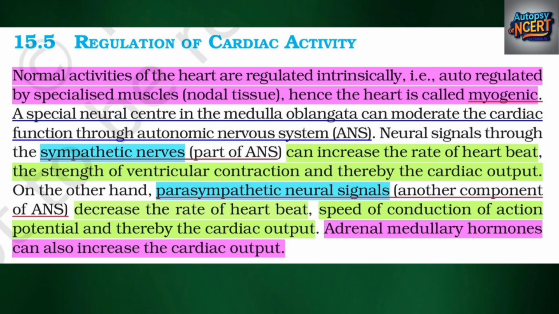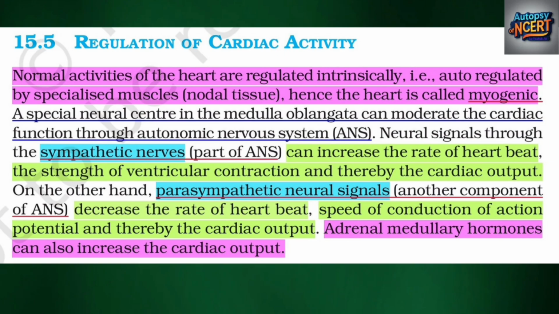15.5 Regulation of cardiac activity. Normal activities of the heart are regulated intrinsically, i.e., auto-regulated by specialized muscles, nodal tissue, hence the heart is called myogenic. A special neural center in the medulla oblongata can moderate the cardiac function through autonomic nervous system, ANS. Neural signals through the sympathetic nerves, part of ANS, can increase the rate of heartbeat, the strength of ventricular contraction and thereby the cardiac output.